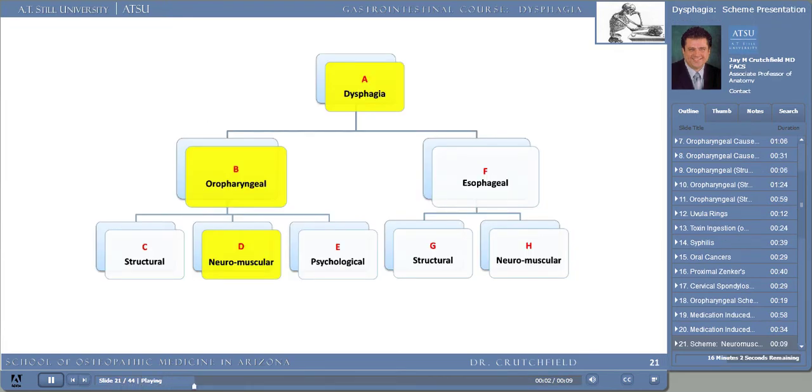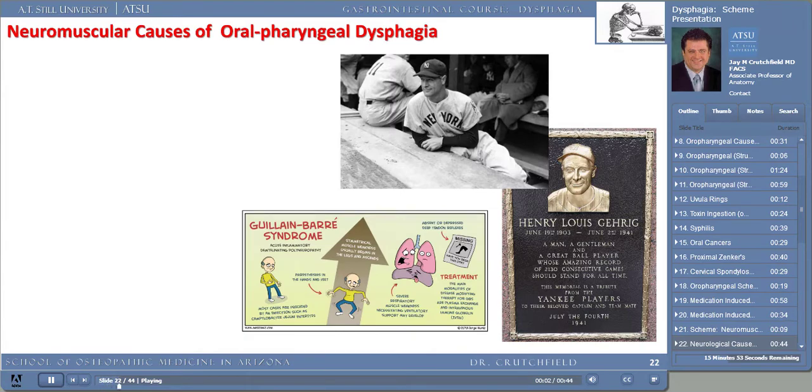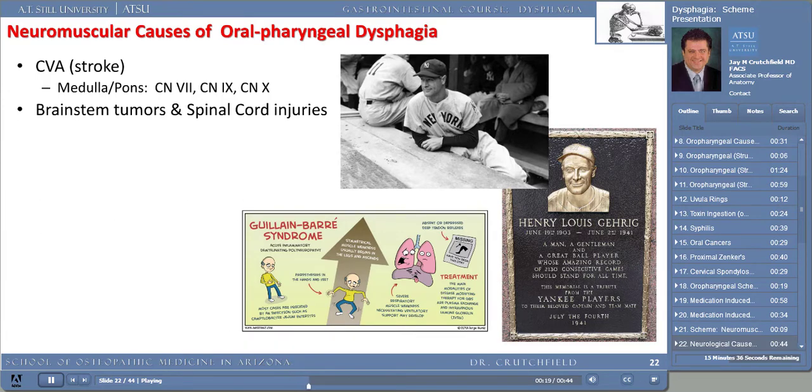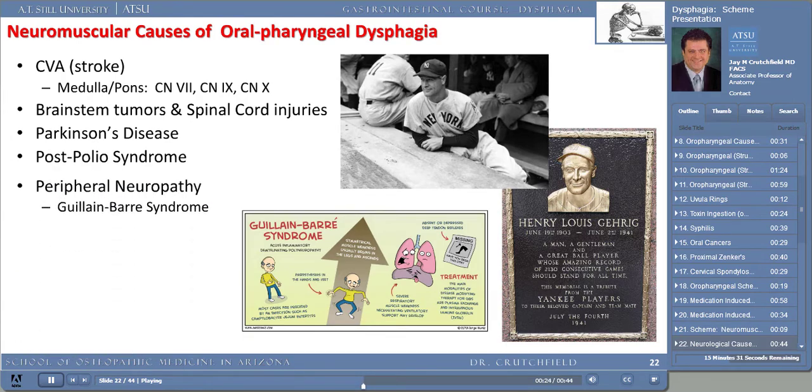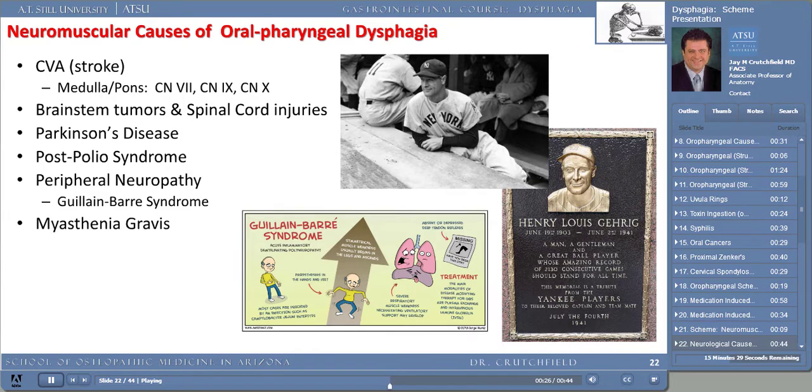The neuromuscular causes of dysphagia are well enumerated here. Let's take a look at some of them. These are unfortunately relatively common. Neuromuscular causes of oropharyngeal dysphagia are relatively common. Patients who've had strokes affecting cranial nerve number 9 or 10, affecting the facial nerve, brainstem tumors and spinal cord injuries, Guillain-Barré syndrome, myasthenia gravis, dermatomyositis, or cerebral palsy. All of these can lead to dysphagia.